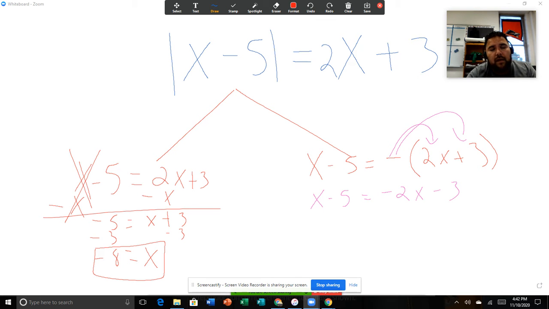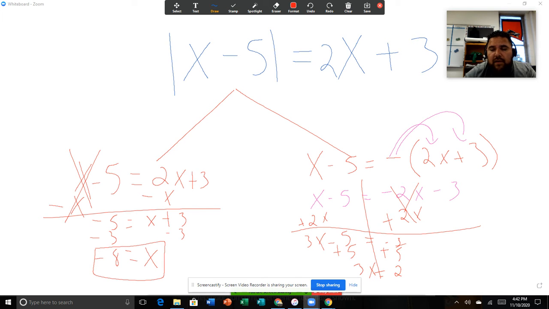Now again, we're going to get our x's to one side. This time I'm going to add 2x over here. That cancels, and that leaves me with 3x minus 5 equals negative 3. I add 5 to both sides, and I get 3x equals 2. Divide both sides by 3, and I get x equals 2/3. So this is another one of my possible solutions.